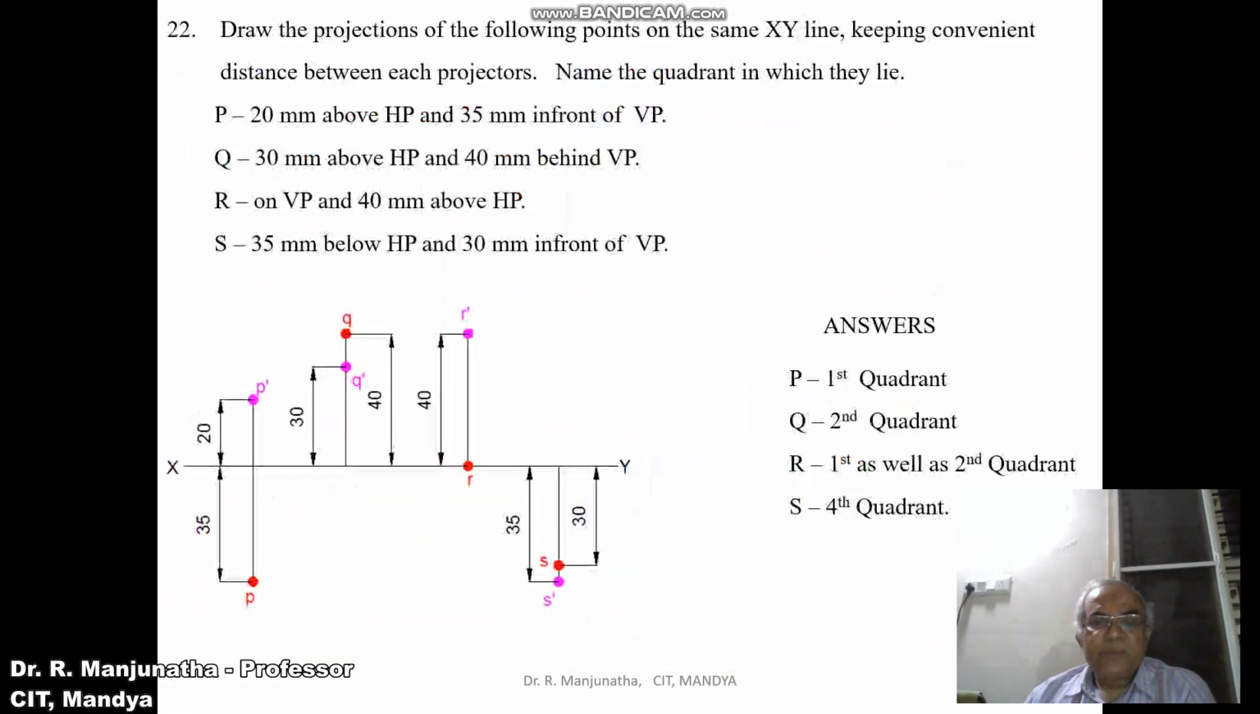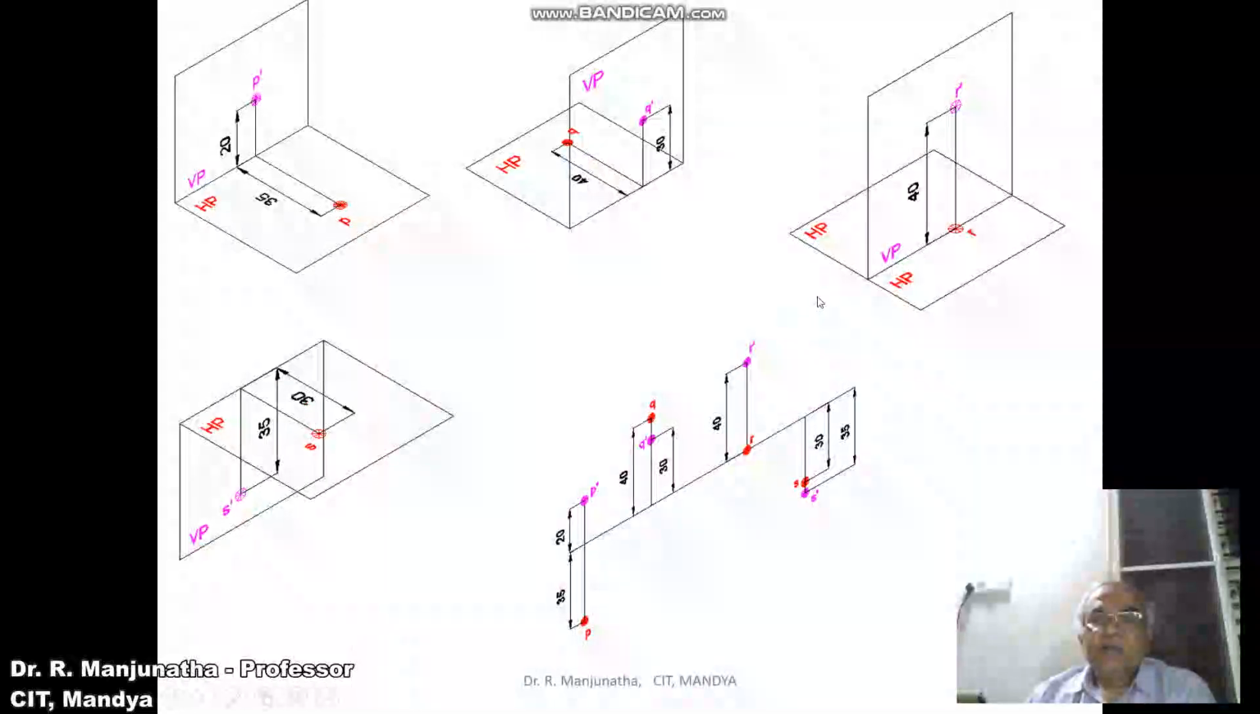Now we are going to consider S, 35 mm below HP and 30 mm in front of VP. So the condition given is below HP and in front of VP. Then this will be in the fourth quadrant. Now we are going to consider the fourth quadrant analysis. The point S is 35 mm below HP. When you look from the front view, we can see the distance below HP.